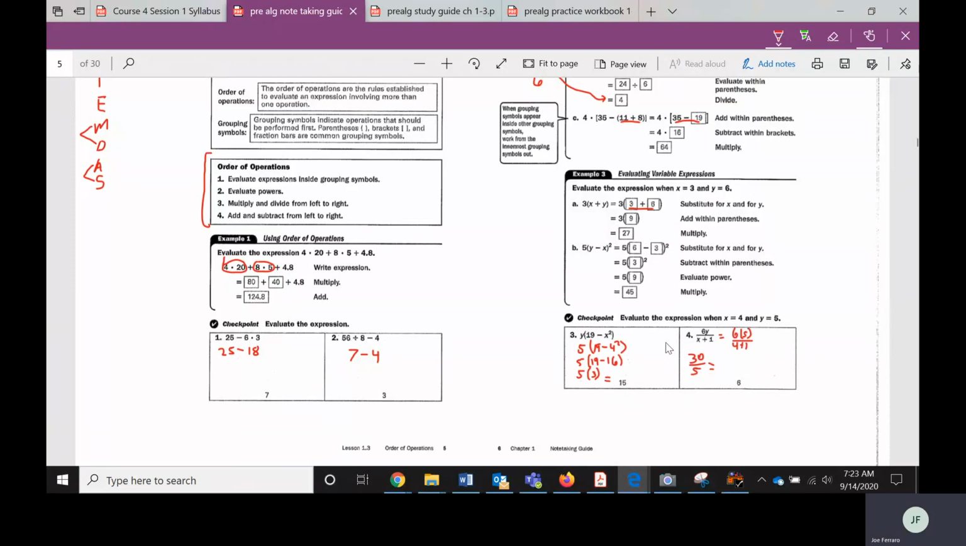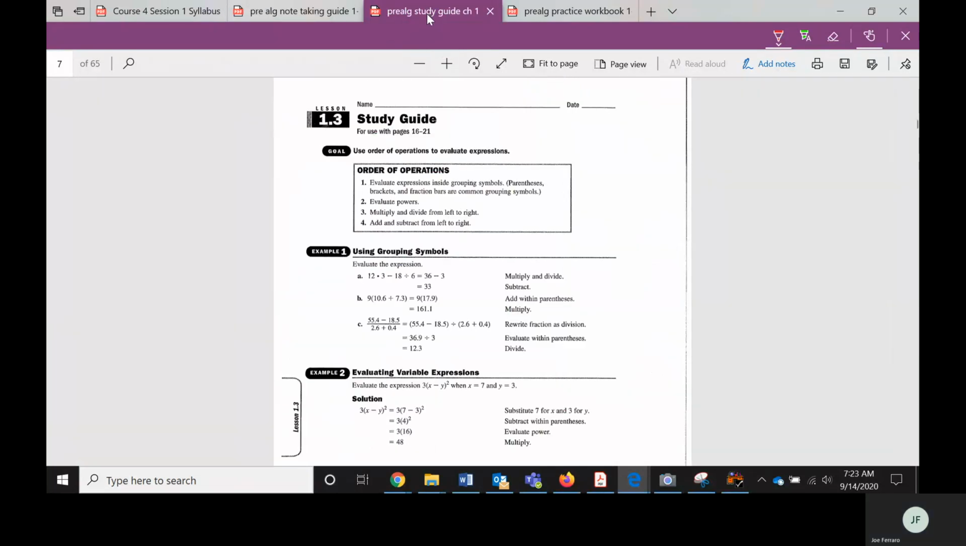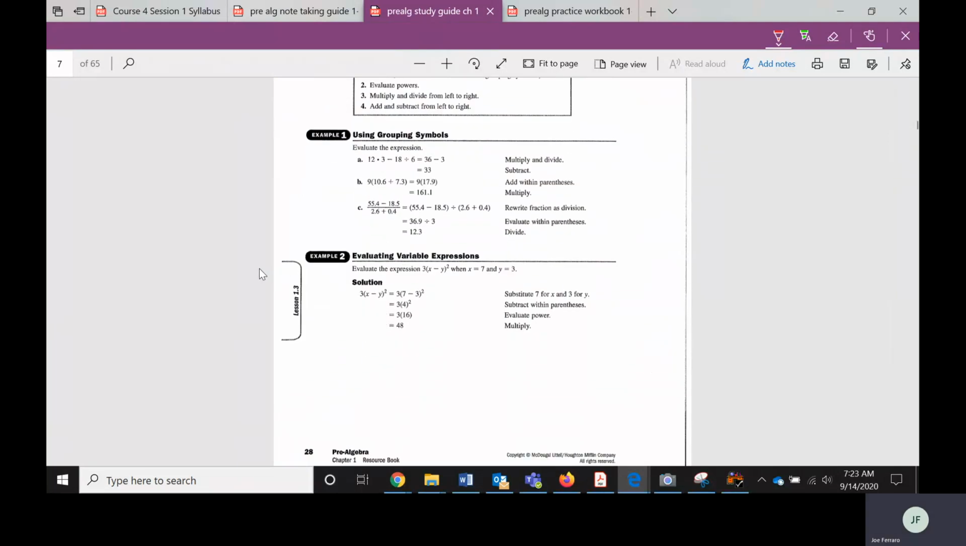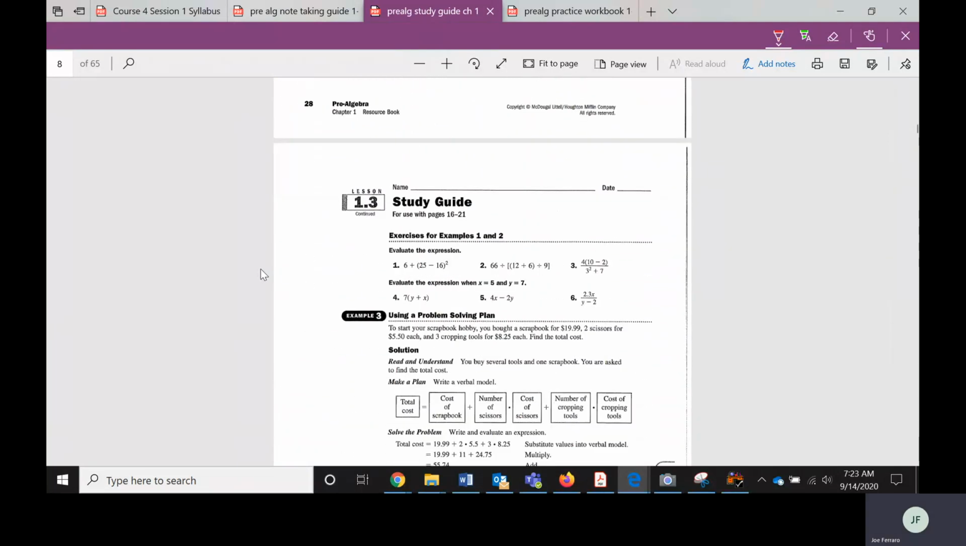So there's the main idea of order of operations in the note-taking guide. I am going to go over at least one problem. If you need to pause and get your study guide, do that. The study guide shows some more examples. So if you want to see more examples, they look very similar to what we just did.